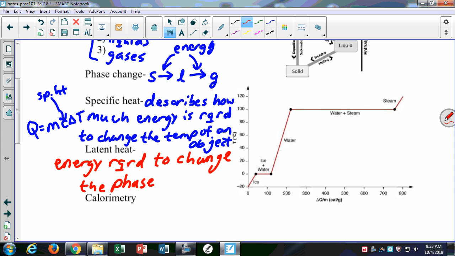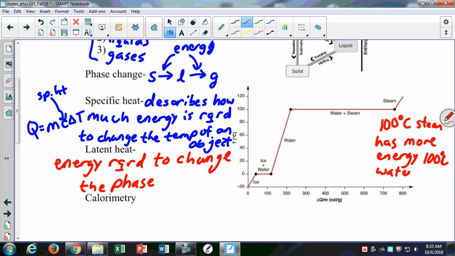All right, so let me just remind you that 100-degree steam has more energy than 100-degree water. Eighth graders are smart nowadays. Yeah, they were doing this. It was on their test, and it was a tough test. Has more energy than 100-degree water. It's like I used to watch Are You Smarter Than a Fifth Grader.